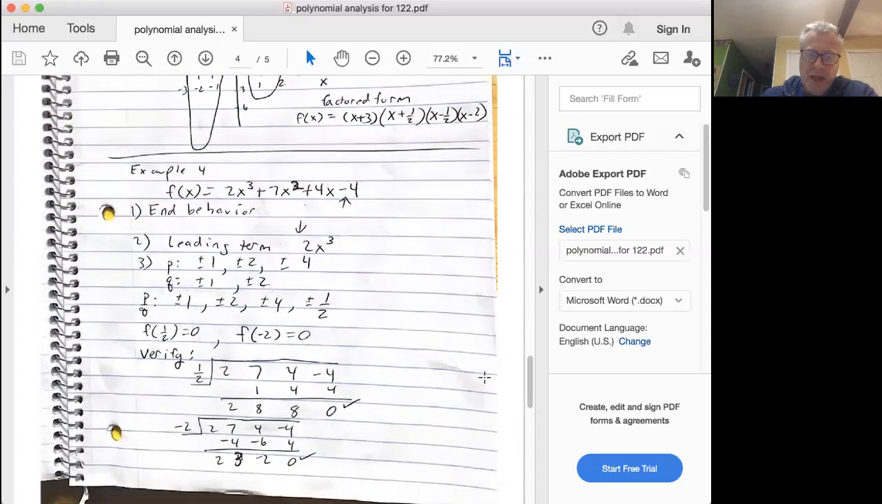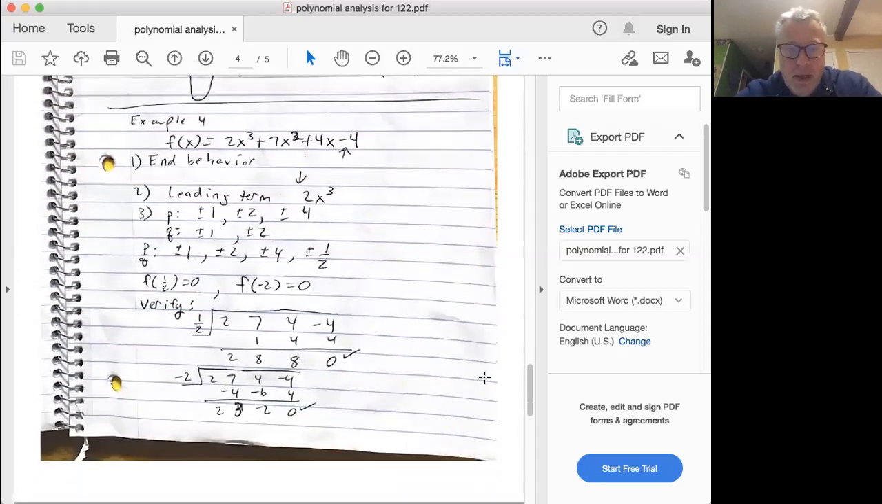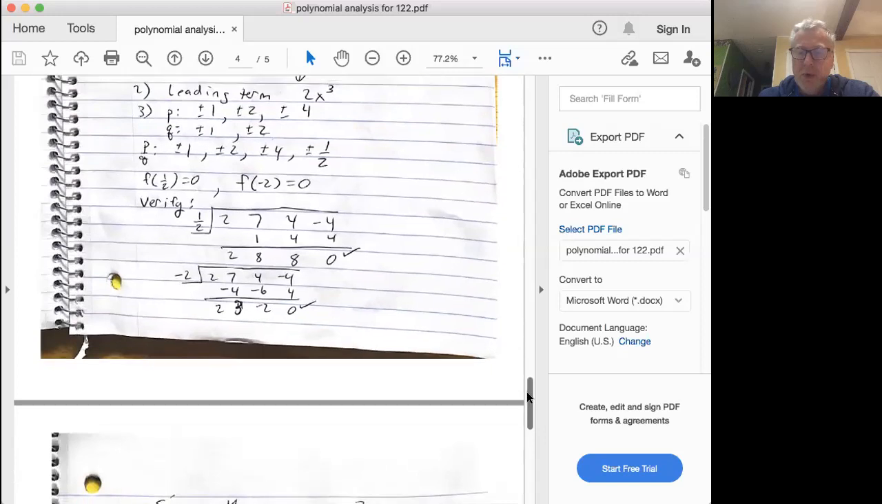So for the 1/2, we end up going through the process again, dropping a 2. 1/2 times 2 is 1. Add it to the 7, we get 8. 1/2 times 8 is 4. Add it to the 4, we get 8 again. And then 1/2 times 8 is 4 one more time. Add it to the -4 and get 0. And the same process goes through for the -2. And so we get 2 real roots.